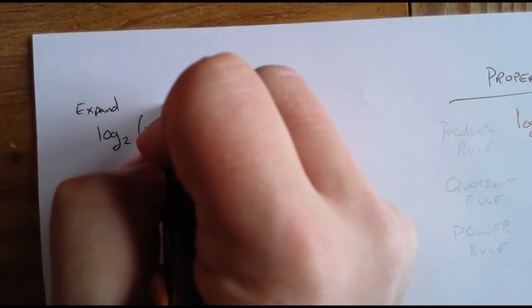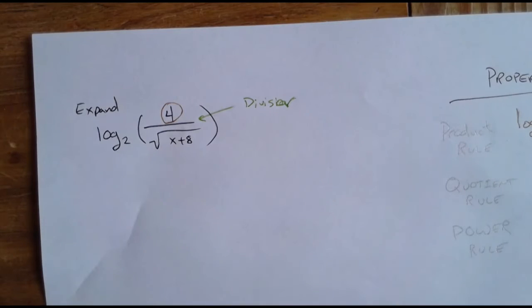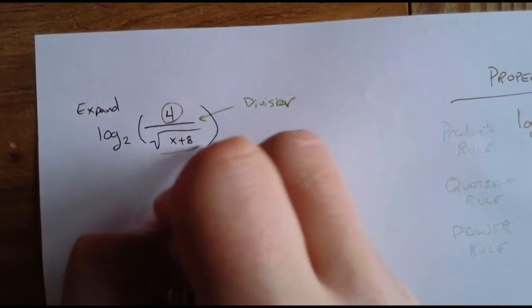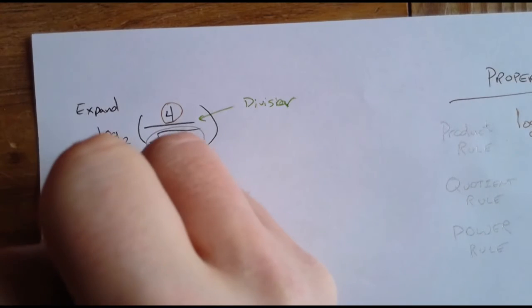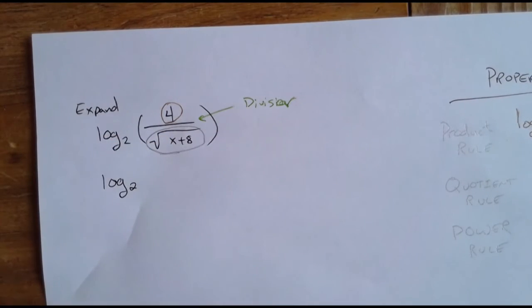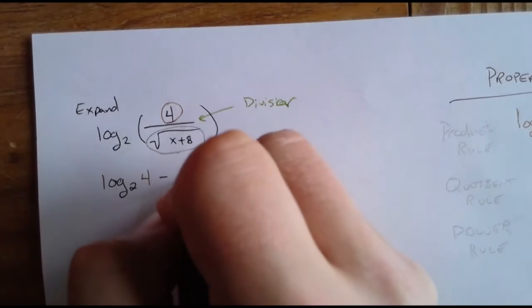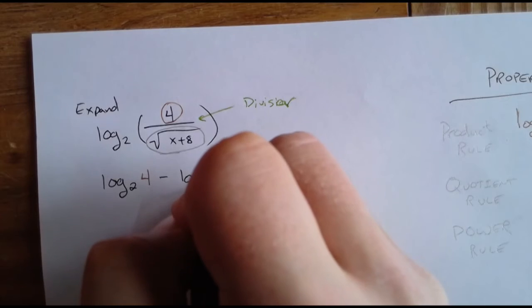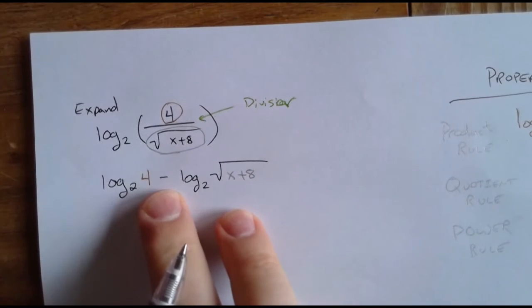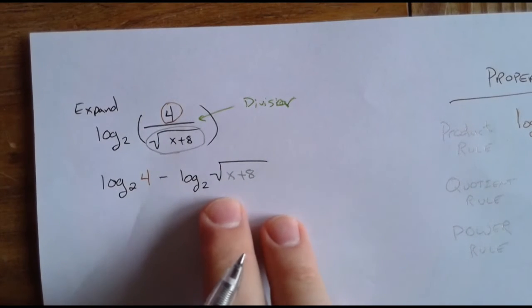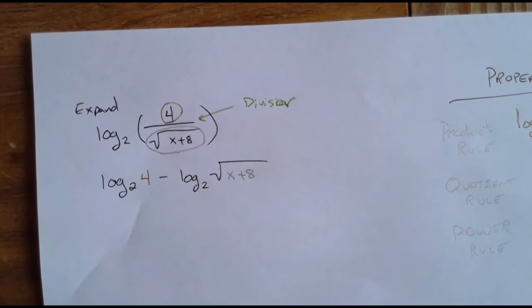So what we'll do here, we have log base 2, and this 4 will be positive, but the denominator is going to be a subtraction. So we take away log base 2 of the square root of x plus 8. And there's actually a couple more steps we can do. In this particular case, log base 2 of 4 is just a nice number. We can just write it down as 2 because 2 squared is 4. So this is just 2.